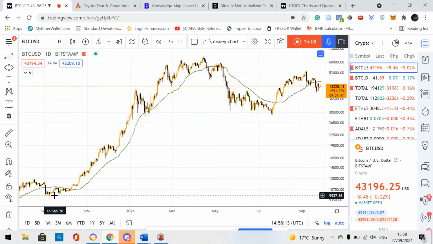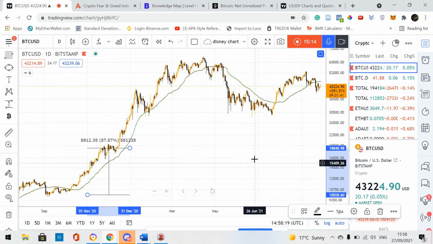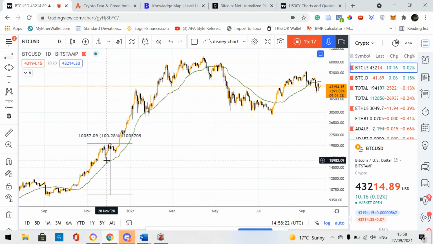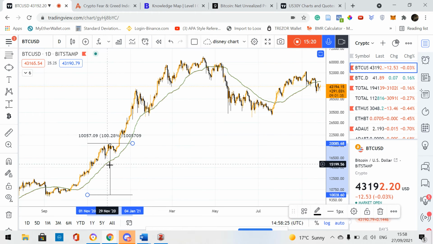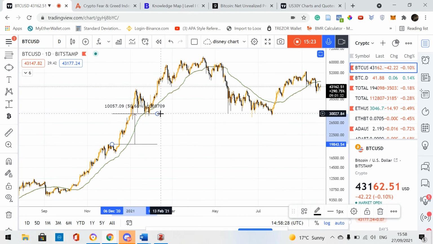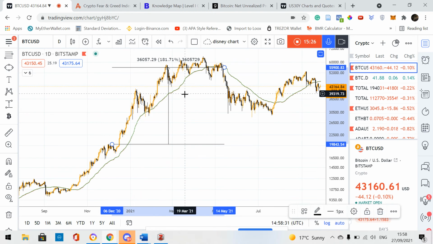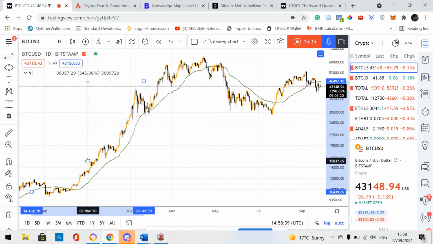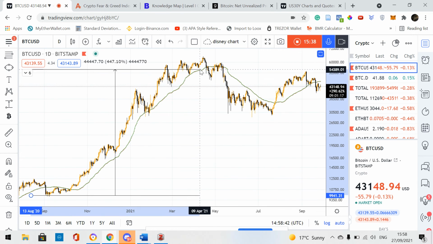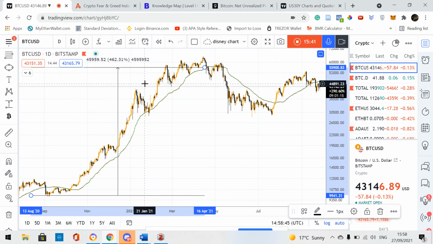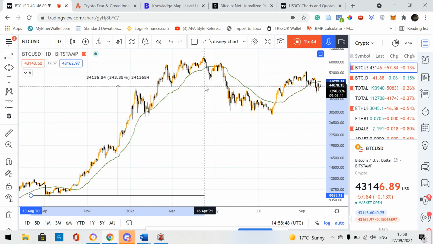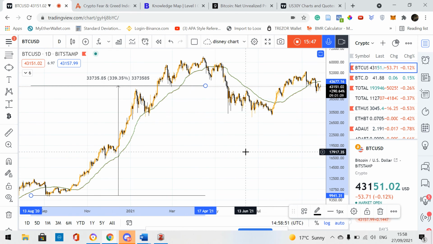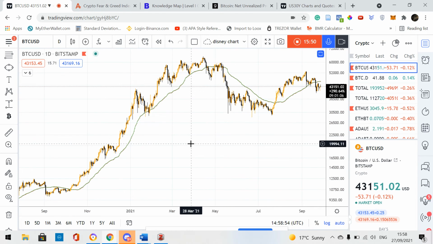So if you basically bought over here, you would have sold here, and you would still have made 87%, almost 100% of your money. However, you would have missed a lot of profit from here till the top. If you were going to sell over here, when you had the confirmation of a breakout of the 50 moving average, you would have made from the bottom to the top four to five times your money.